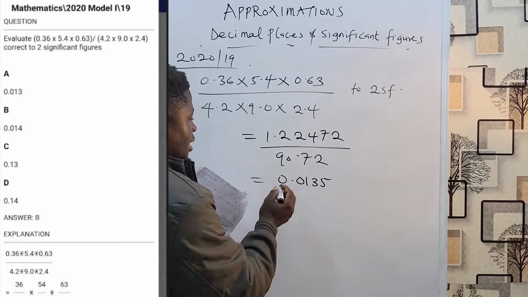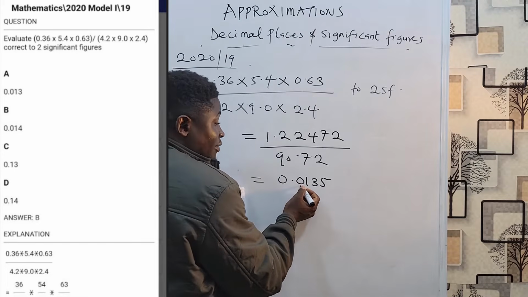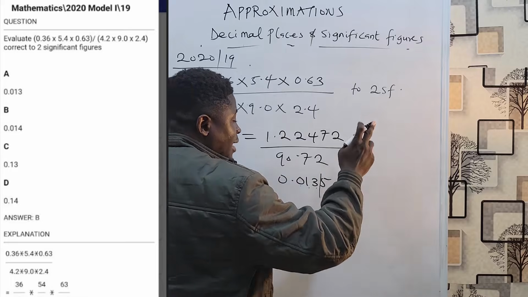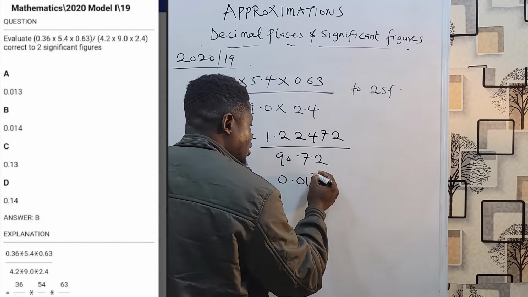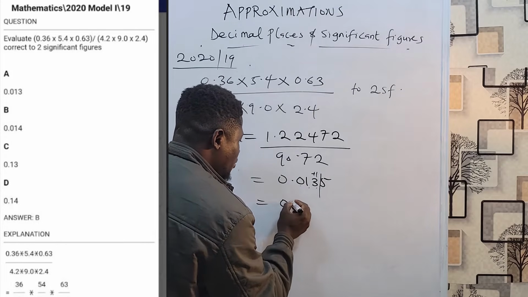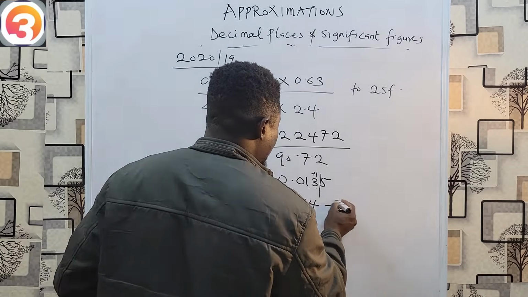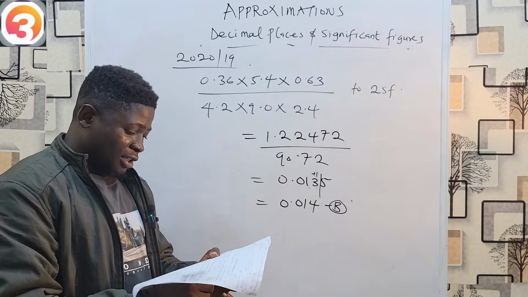So we find, is 0 significant? No. Is this 0 significant? No. So this is 1, 2, you rule. Is it 5? Do you round up 5 or round down 5? You round up 5. So this is plus 1. So our answer becomes 0.014. What option is that? Option B. Very simple. Is it not simple enough?